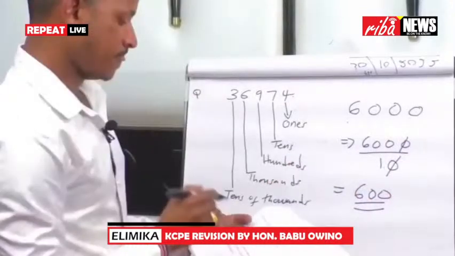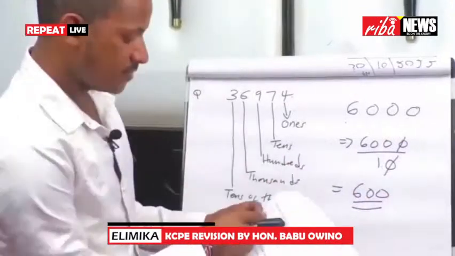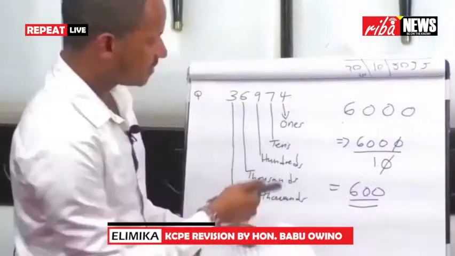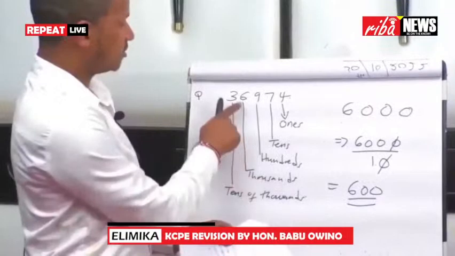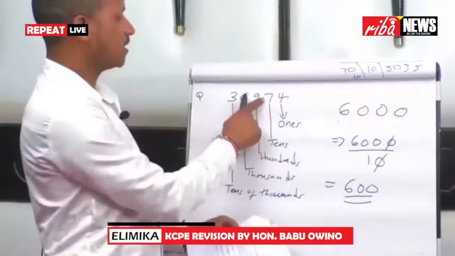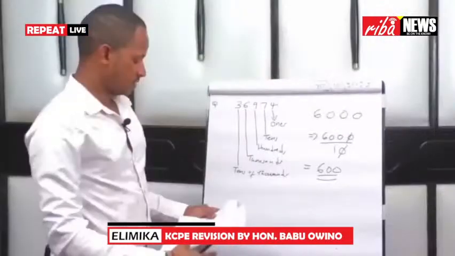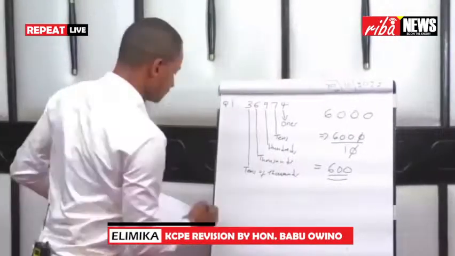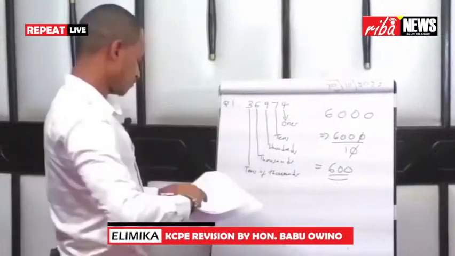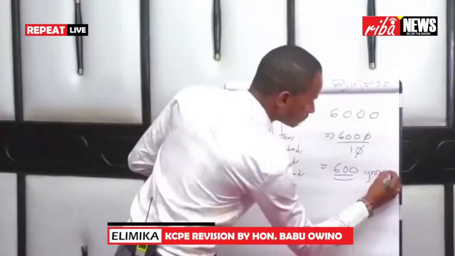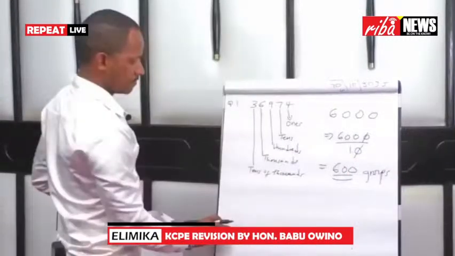So how many groups of 10? So 600 groups of 10 represent the value of 6 in this digit of 36,974. So the answer is 600. So that's question 1. Then we go to question number 2. So you write 600 groups. Question number 2.